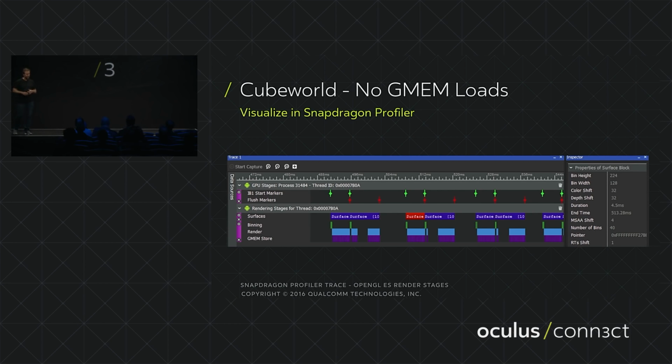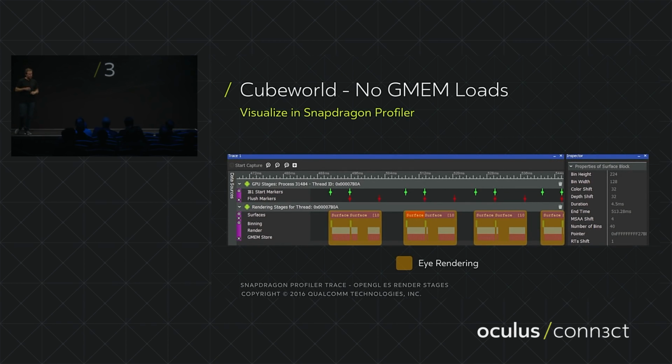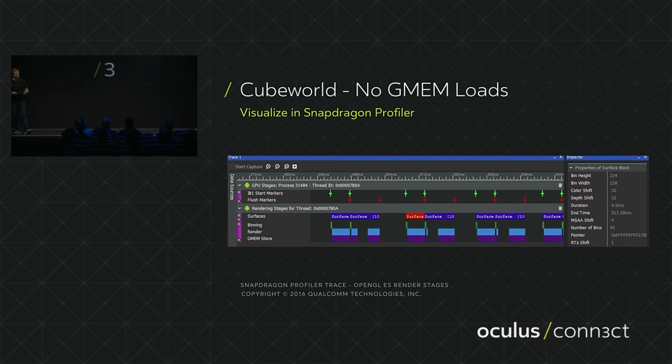We can see that there are 40 bins being created for that surface. We'll get to the rest later. It's taking 4.5 milliseconds to execute. And below that, we have the different stages that are executing in the driver: binning, render, and GMM stores in this case. We can see how much time each of those is taking.